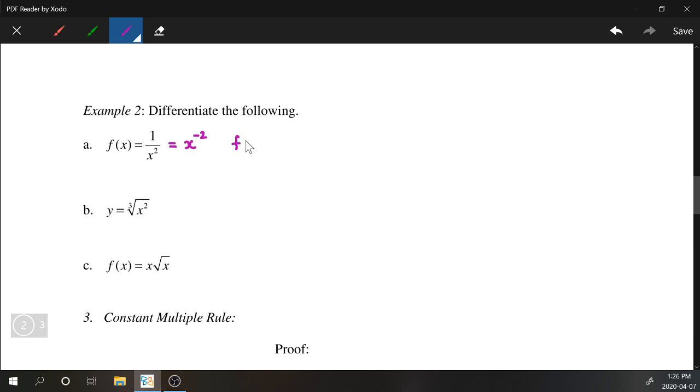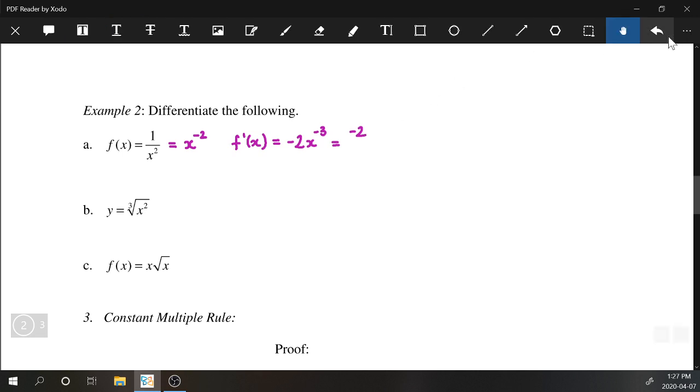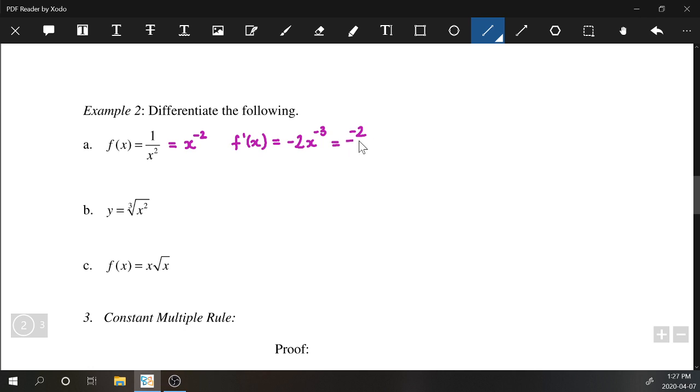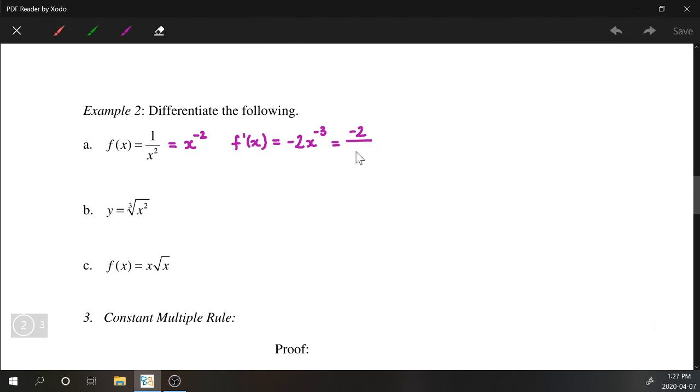So its derivative would be negative 2 x to the negative 3, right? Because you are going to decrease the power from negative 2 to negative 3, and the exponent becomes the coefficient. And then you can rewrite this as you like, as negative 2 all over x cubed, if you want the answer to look more like what the question looked like.